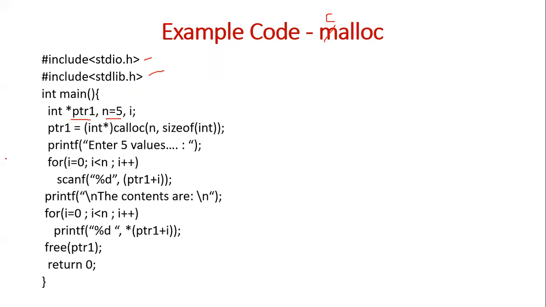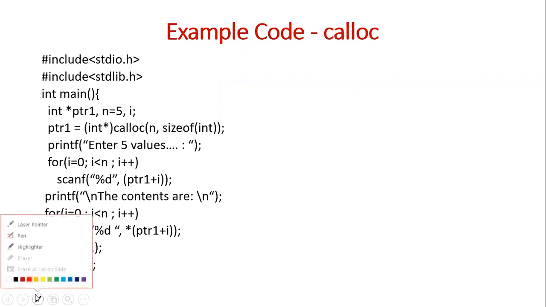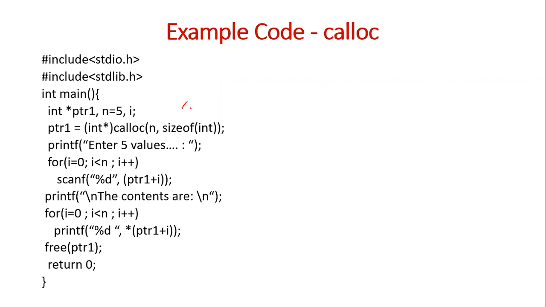Then we are saying ptr1 is equal to (int *) calloc(n, sizeof(int)). So what will this do? Size of int is 4, and n is 5. So it will allocate n units of 4 bytes of memory, that is, 5 units of 4 bytes of memory, which is nothing but 20 bytes.